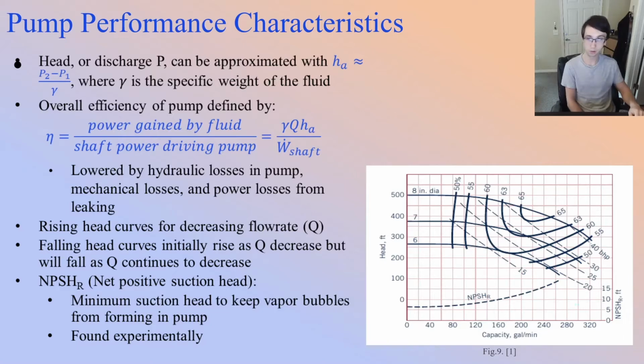Then we have NPSHR, which is another way of defining a pump. It's the net positive suction head. It is the minimum suction to keep vapor bubbles from forming in the pump. Because if you can imagine, if you have low pressure relative on one side of the pump, you might end up with the fluid basically vaporizing. And this is often found experimentally, hence the R.